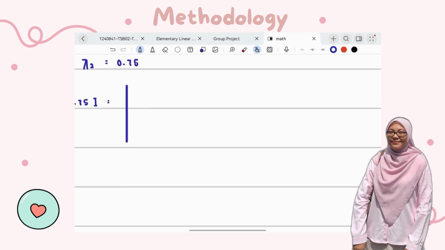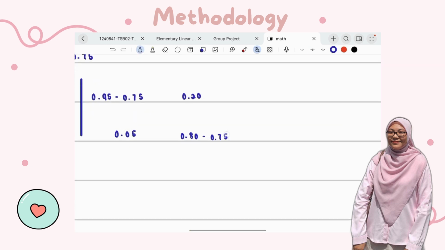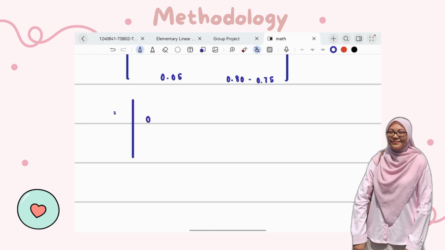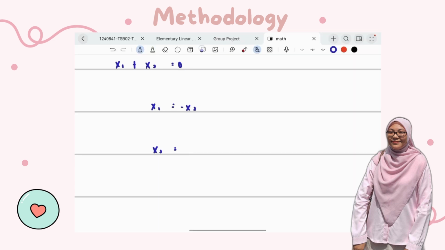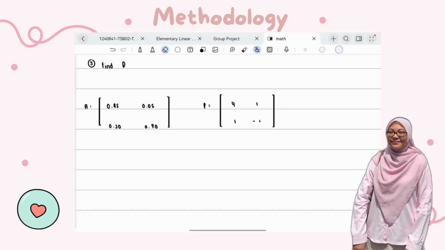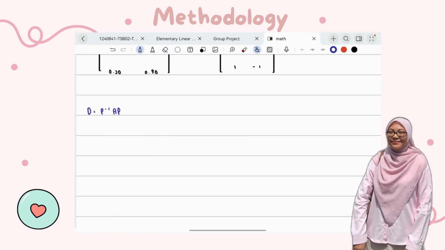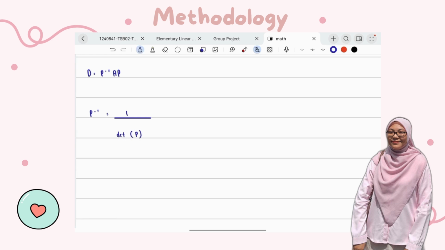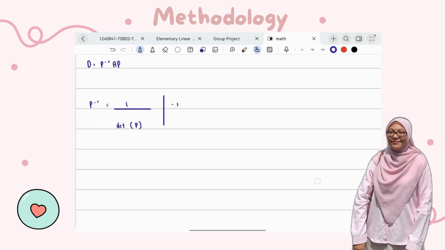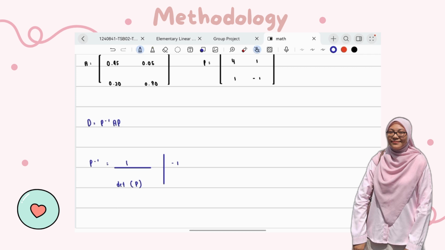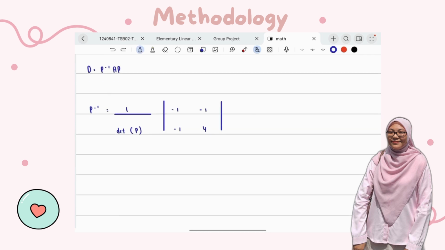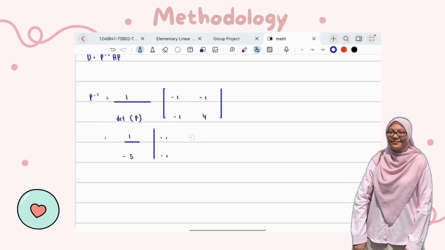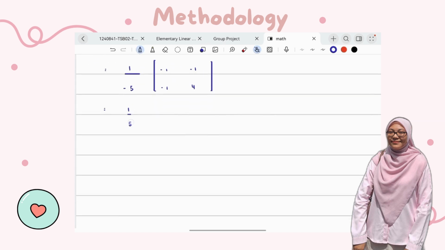For lambda equal to 0.75, we do all the same steps that we did just now. And the final answer that we get is 1 and negative 1. Then we want to find the diagonal matrix of eigenvalues. So we will use the formula D equal to P inverse A P. First step, we will find the inverse of matrix P. So the inverse matrix P that we get is 1 over 5 multiplied by the matrix, first row 1 and 1, second row is 1 and negative 4.